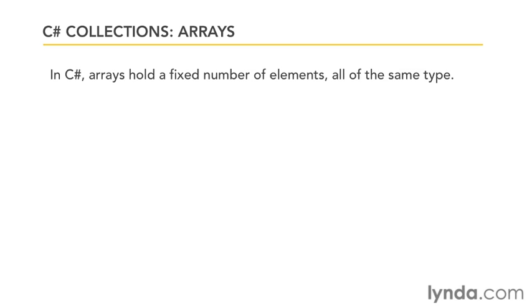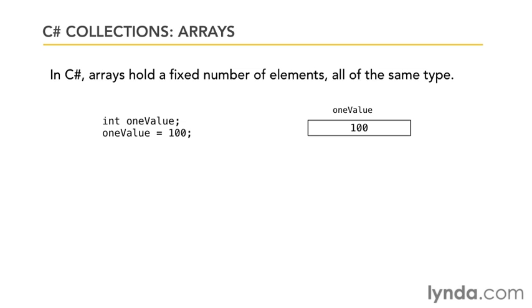Now, in C#, arrays hold a fixed number of elements, all of the same type. An array is basically just a list of items and values. So, for example, if I declared an integer variable called oneValue and set it to be equal to 100, we've already seen this somewhere out in memory. The C# compiler and the .NET framework creates a little box called oneValue and puts the value inside that little variable box. Now, arrays are a little bit different than that, and the way you declare them as a variable is also a little bit different.